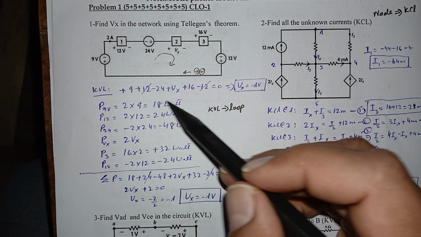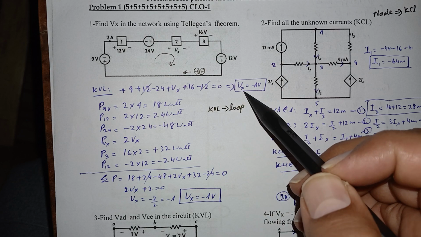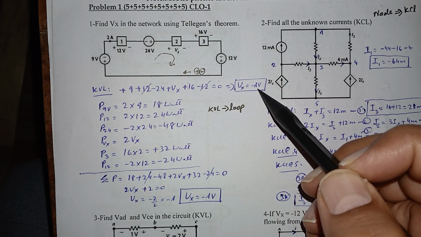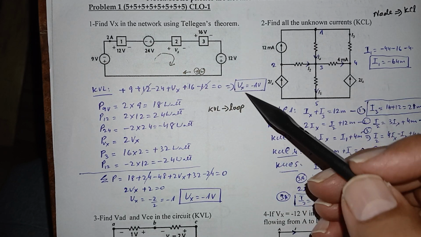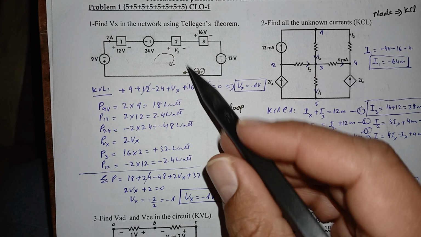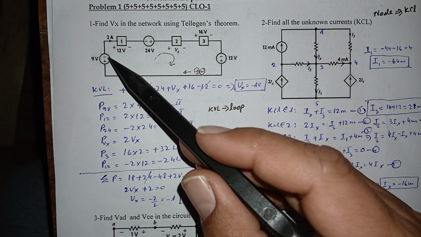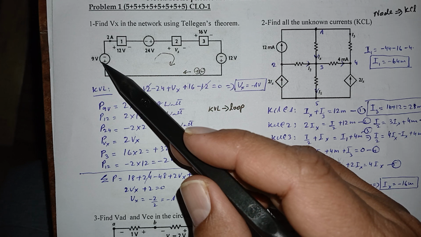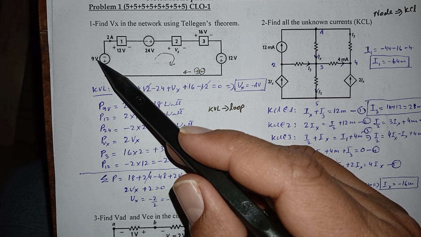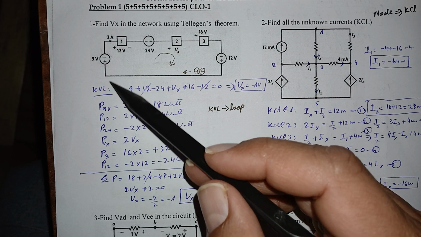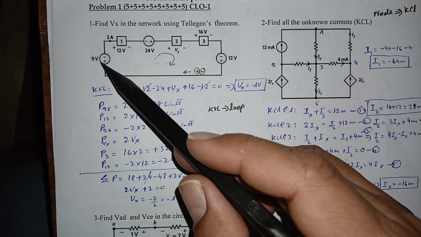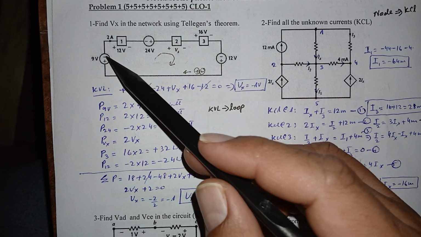So if there is one equation and one unknown, so if I solve this, Vx is equal to minus 1. But now this was just to counter check to know what is Vx, so I'll now use Tellegen's theorem. I have to find the power across each element. So I'll start from this 9 volt here. It doesn't matter where you start, I'll just use them one by one.